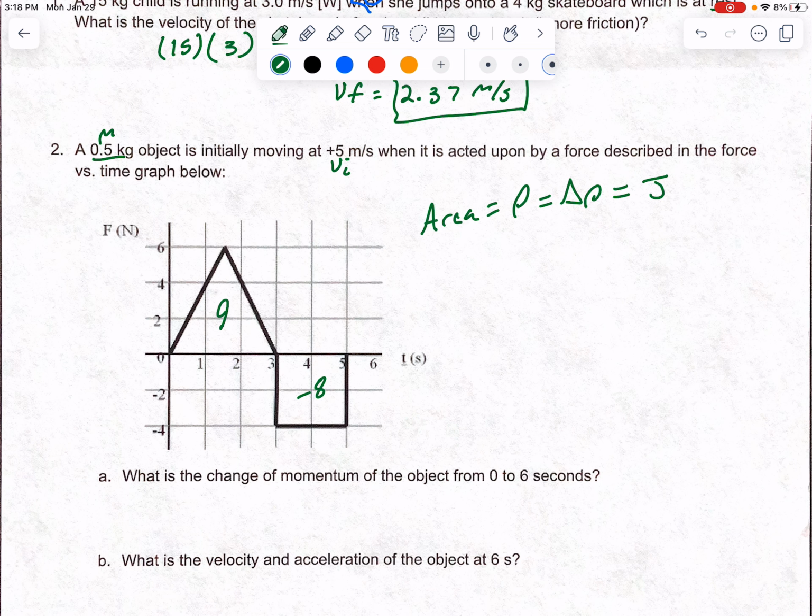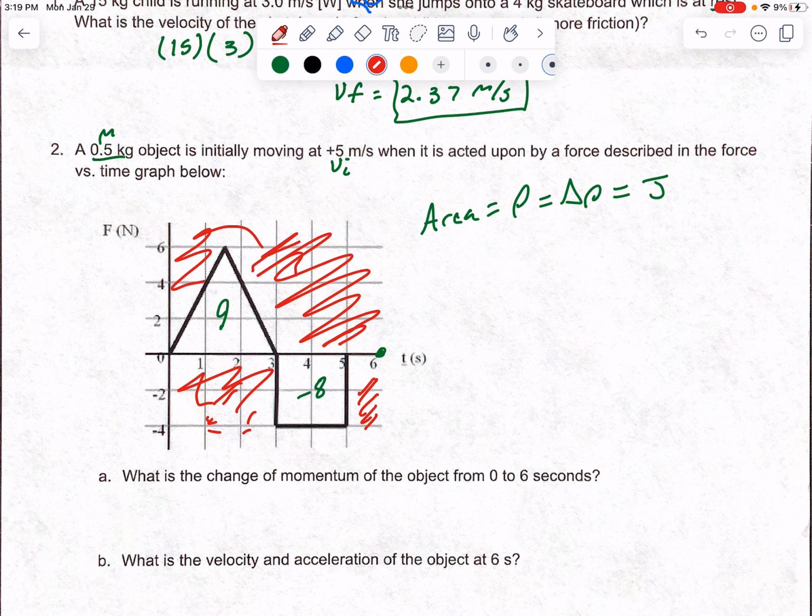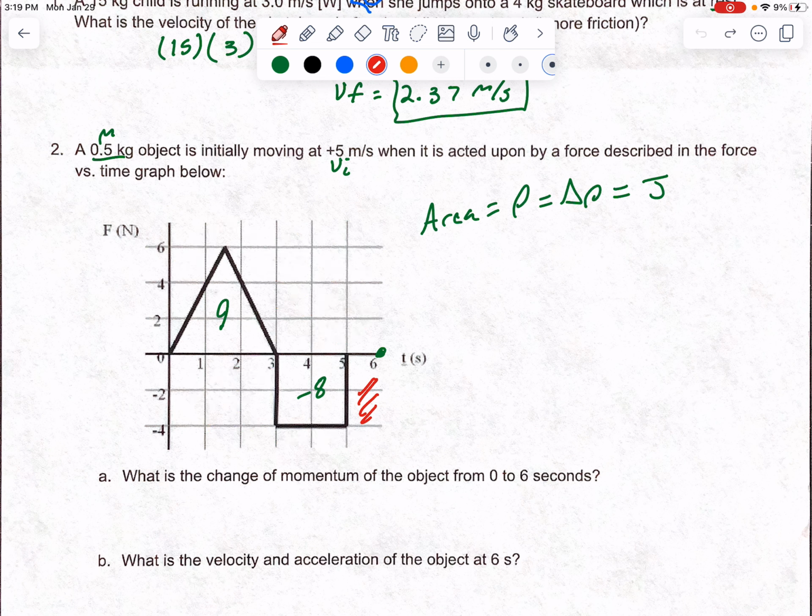Now this graph goes all the way to 6 seconds right here. Please be careful with this. You only look for the area between the graph line and the x-axis. That means do not start calculating stuff all through here. Wherever I'm marking red, we could care less what that area is. I've seen that happen before. All we care about is basically those two shapes, because from 5 to 6 seconds, it's just on the x-axis, so we don't have to worry about finding area for that.